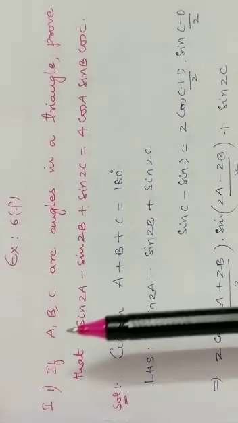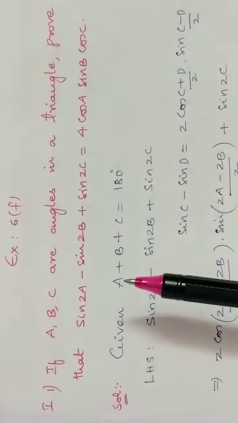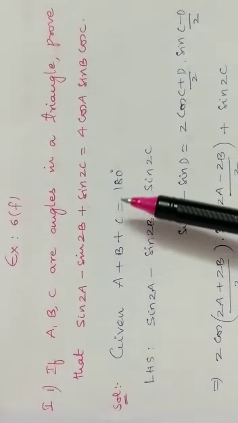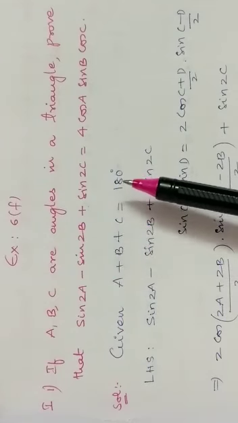Given ABC are angles in a triangle, means sum of three angles in a triangle is 180 degrees. So, A plus B plus C equal to 180.